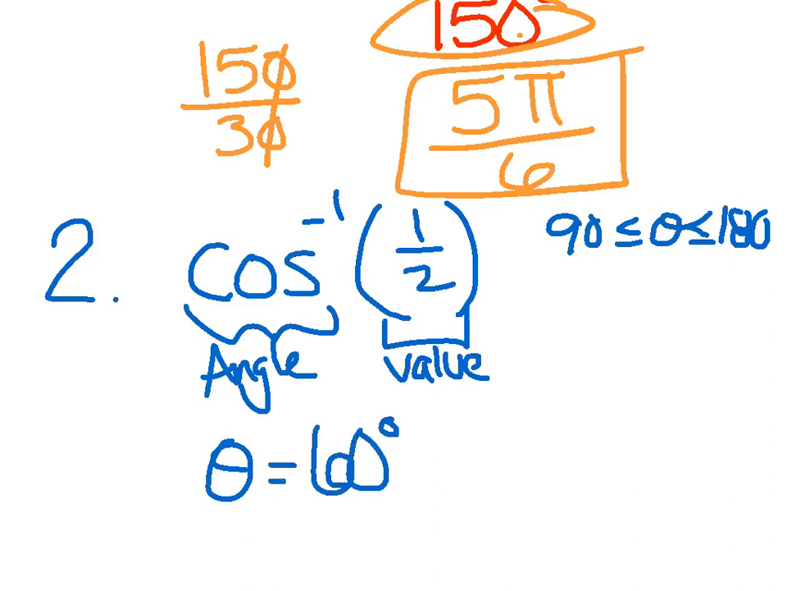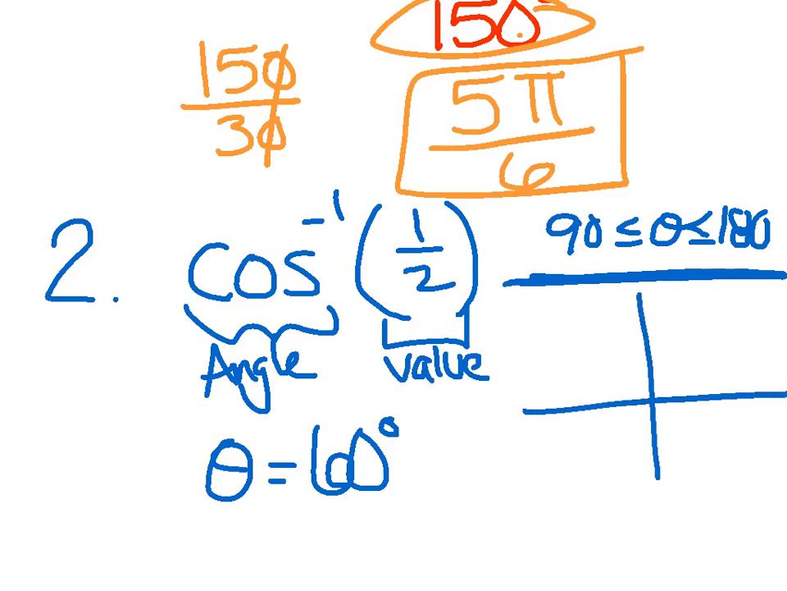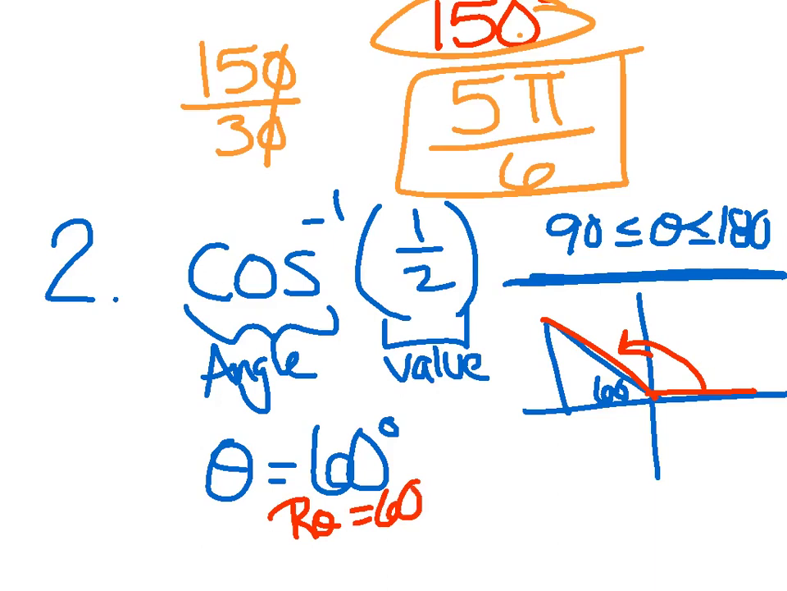Now you can't stop there again because the domain is 0 to 180. So I'm going to quickly sketch it out. This time I'm making a 60-degree angle in that second quadrant between 90 and 180. I'm saying I need to know this angle, and that means 60 degrees is really my reference angle. So 60 degrees from 180, hopefully you've got it already, and you're thinking 120 degrees.